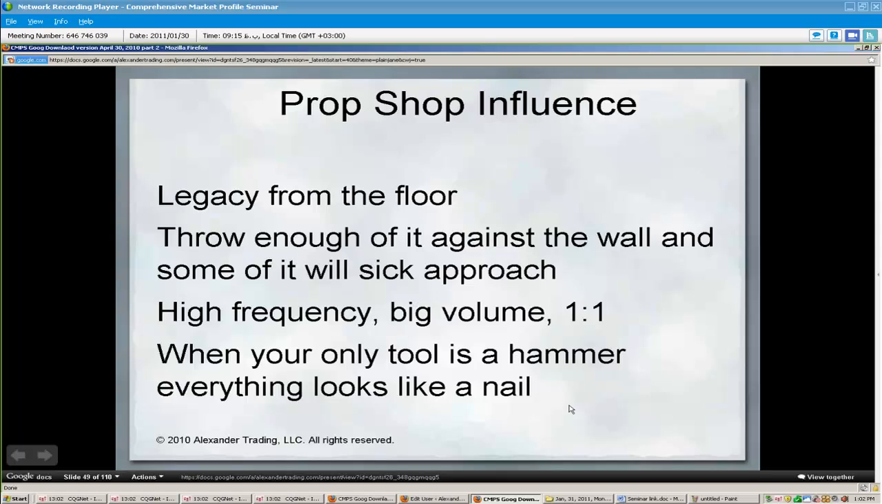And we have floor traders that are honest that will tell you that when they're off the floor, they don't have a clue any more than you do what's going on. And they're just as likely, if not more likely, to blow up than you are because they're used to trading such huge size. So get away from this high frequency, big volume, 1-to-1 or worse trading. It can't be done. Let somebody else do it.